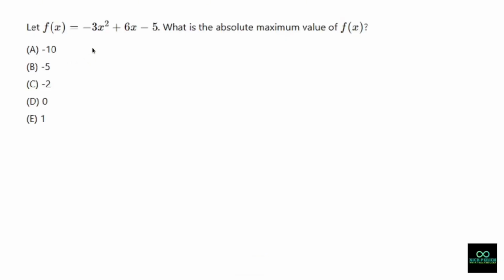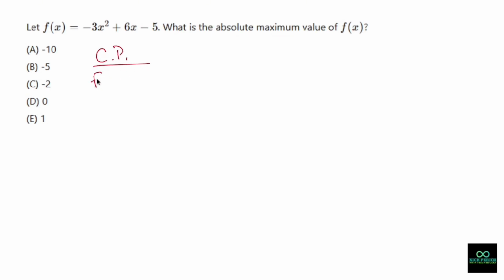Let f of x equals negative 3x squared plus 6x minus 5. What is the absolute maximum value of f of x? Well, in order to find the absolute maximum value, we have to find its critical points. Critical points will tell us whether or not we have a maximum or a minimum, and then we can go from there. So how do you find critical points?